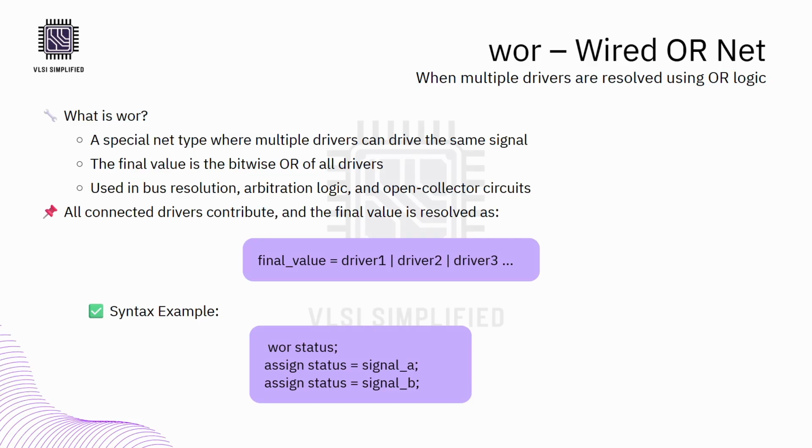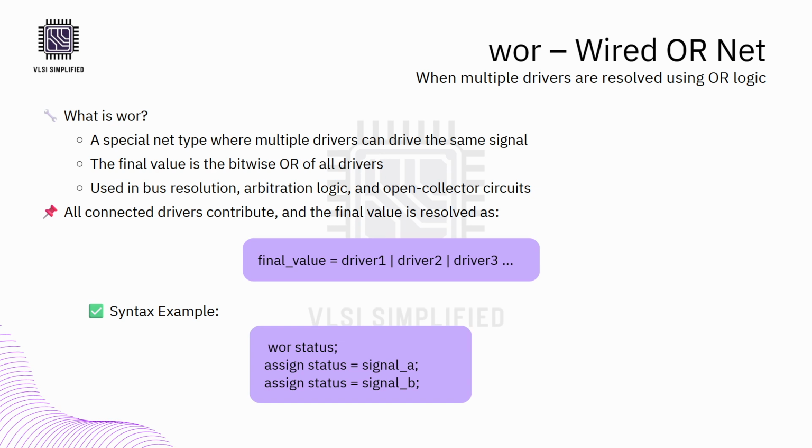Wired OR is a very handy net type when you expect multiple drivers to contribute to the same signal line. Unlike a normal wire, where multiple drivers create conflicts and result in an unknown, the wired OR resolves the conflict using a bitwise OR logic. This means all the drivers connected to the net will be ORed together.